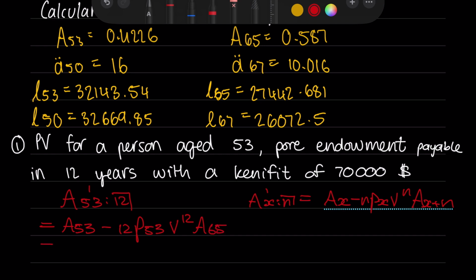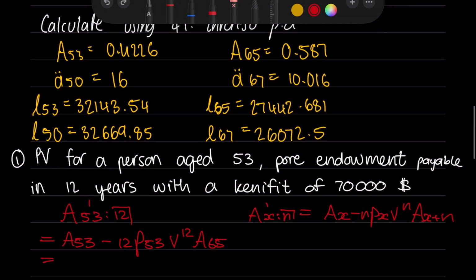Cool. Now, this might seem like a lot, but remember this value is tabulated on your life table as well as this one, and we know how to calculate this. So I put it here. A53 is 0.4226 minus 12p53. 12p53 is the probability of someone aged 53 surviving for 12 years.